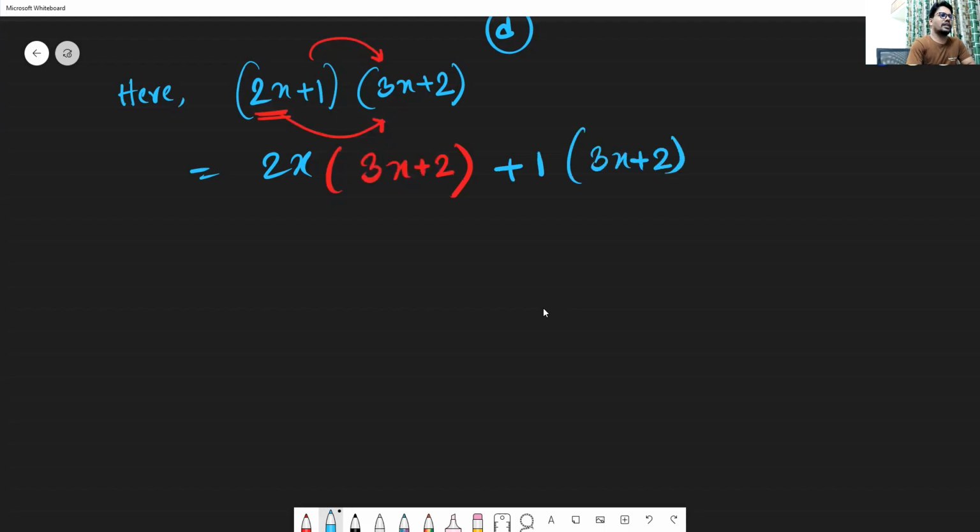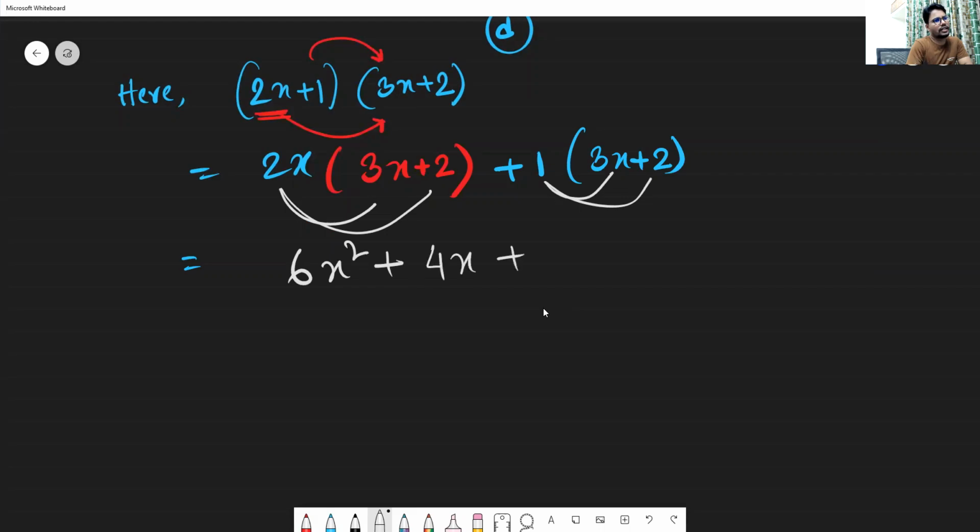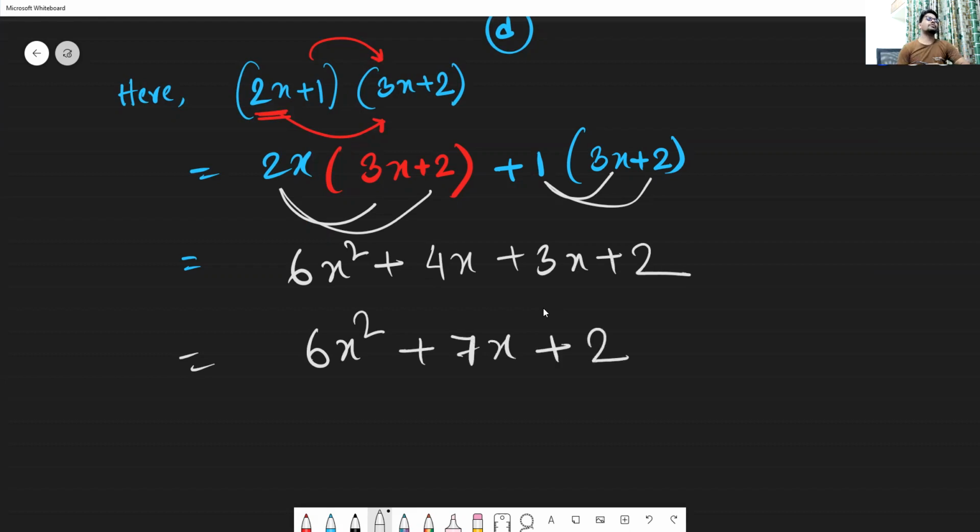Also, you can start from the right side. First 3x multiplied with this twice x plus 1, or 2 multiplied with twice x plus 1. No problem, in both cases you will get the same answer. Now twice x multiplied with 3x, twice x multiplied with 2, 1 multiplied with 3x, 1 multiplied with 2. There is 6x square plus 4x, plus 3x, plus 2. So now 6x square plus 7x plus 2. So this is the product of the two given factors.